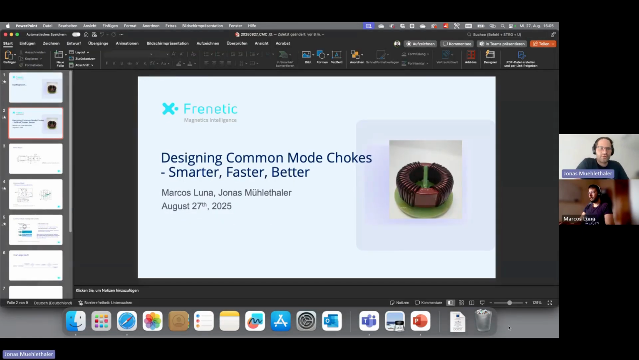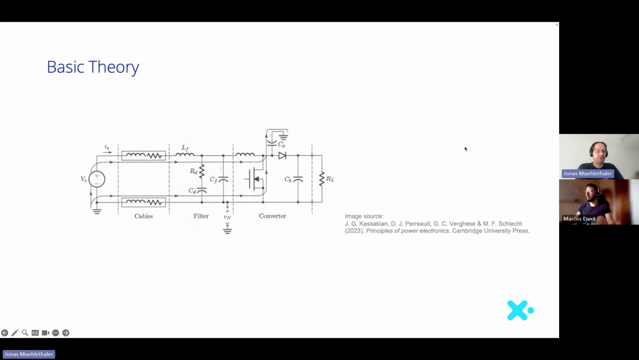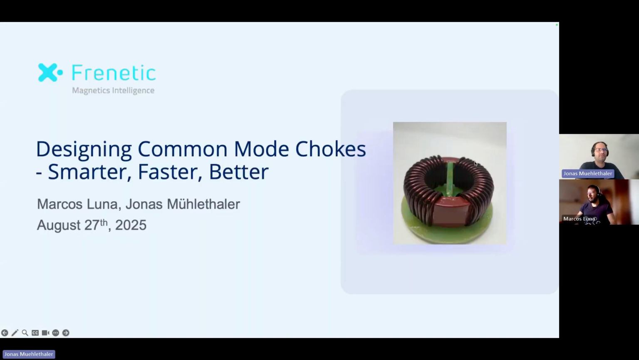Okay, like this, I would start with the actual presentation today. Can you see now the screen, Marcus? Okay, I'm sharing the right screen. So, we have a small presentation about common mode chokes. First, I would like to give a very brief overview about the theory of common mode chokes and why it is difficult to model or design common mode chokes, and then Marcus takes over and makes a little demo with a tool that we have developed.